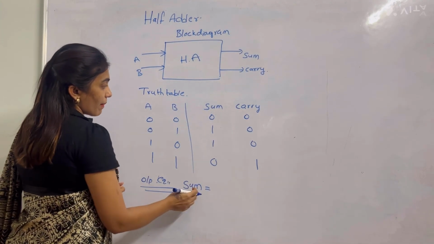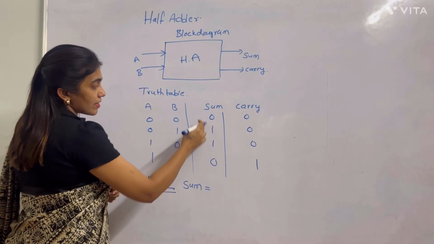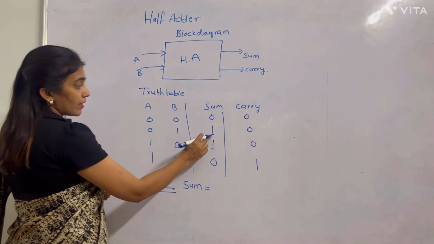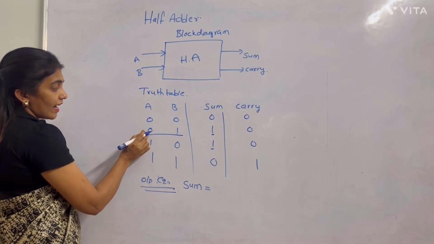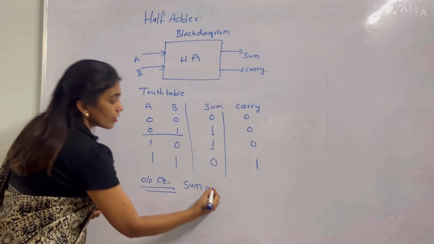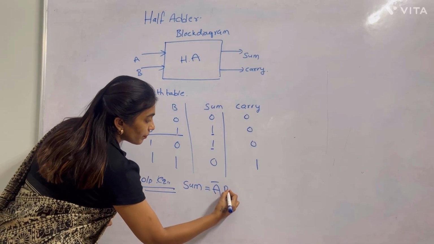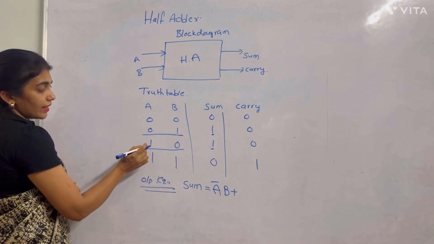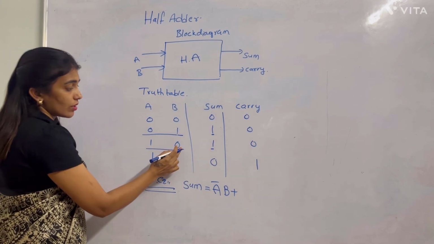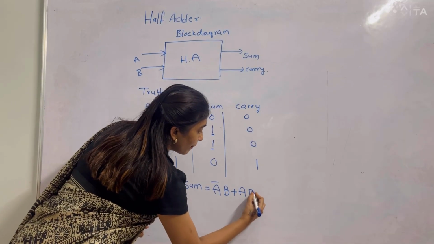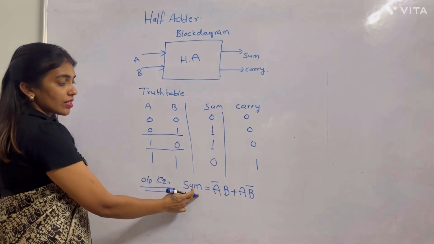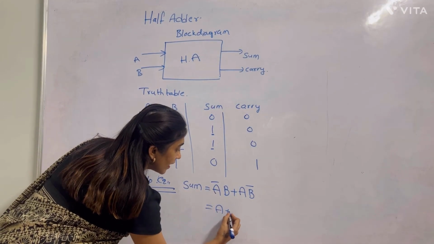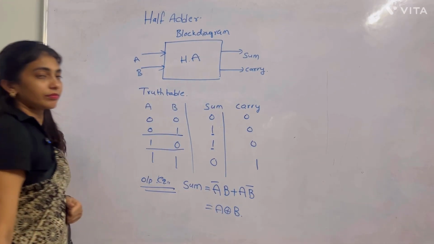For the sum answer, simply check the column for sum. The sum column has two min terms, right? The first min term is when A is 0, B is 1, so A bar B, plus the second min term when A is 1, B is 0, so A B bar. Observe this equation. This is the formula for A XOR B, right? So the sum formula is A XOR B.